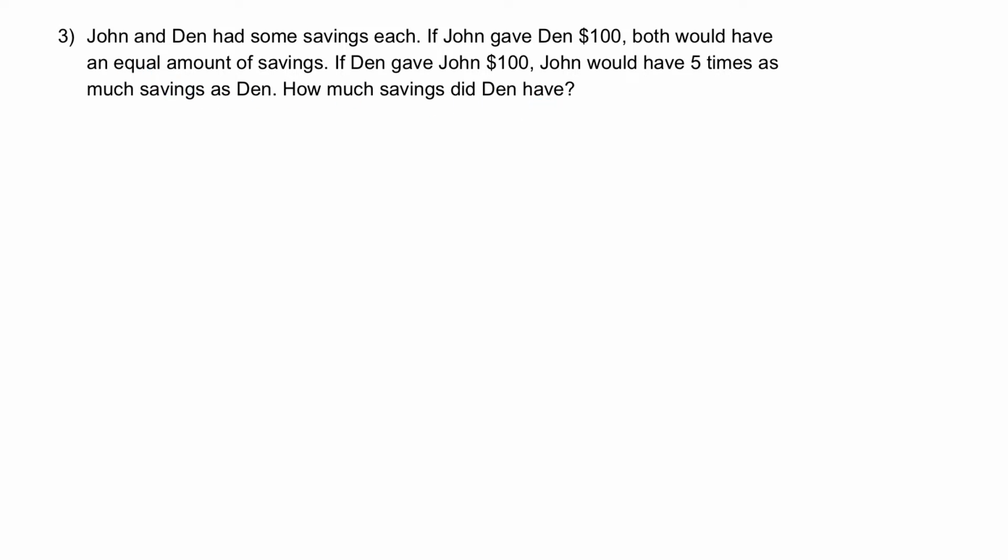So let's spend some time to analyze, one information at a time. Starting from the first one, John and Dan had some savings each. So what we can draw with the first sentence is just the two characters, John and Dan. Moving on, second information. If John gave Dan $100, both would have an equal amount of saving. Now, after John had given Dan $100, they both would have the same amount of savings.